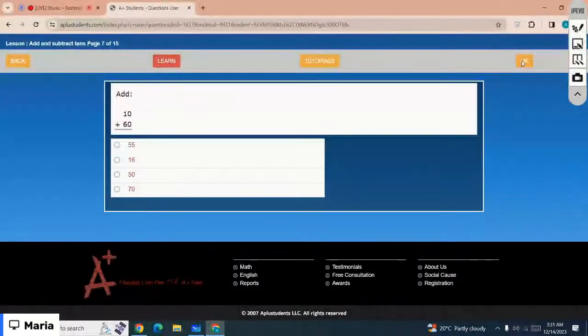Next one is 10 plus 60. So which is the correct option? The correct option is 70, right? Just add the non-zero values. So 6 plus 1 makes 7.